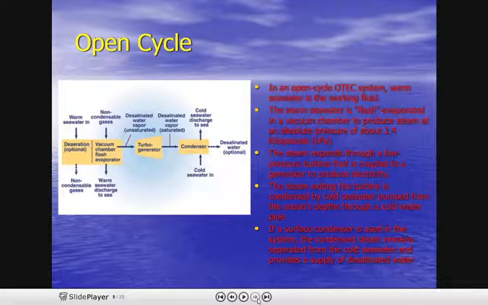Now come to the open cycle OTEC. In the open cycle OTEC, we use the vacuum chamber flash evaporator and turbo generator as well as the condenser, as in the previous closed cycle OTEC. In an open cycle OTEC system, warm seawater is the working fluid. So we use the warm water as a working fluid. The warm seawater is flash evaporated in a vacuum chamber to produce steam at an absolute pressure of about 2.4 kilopascal.